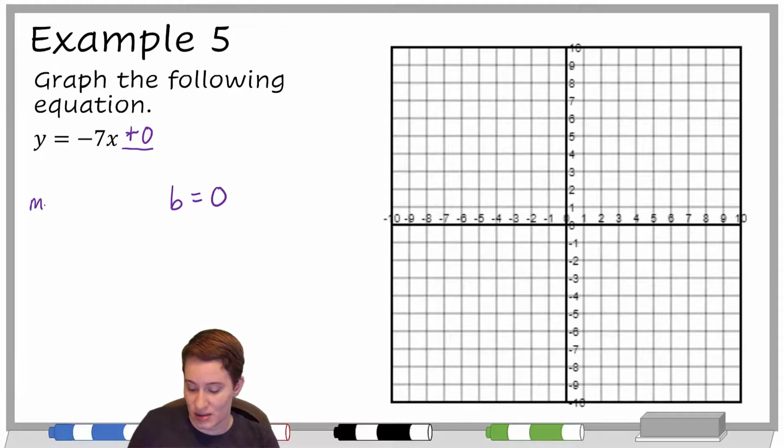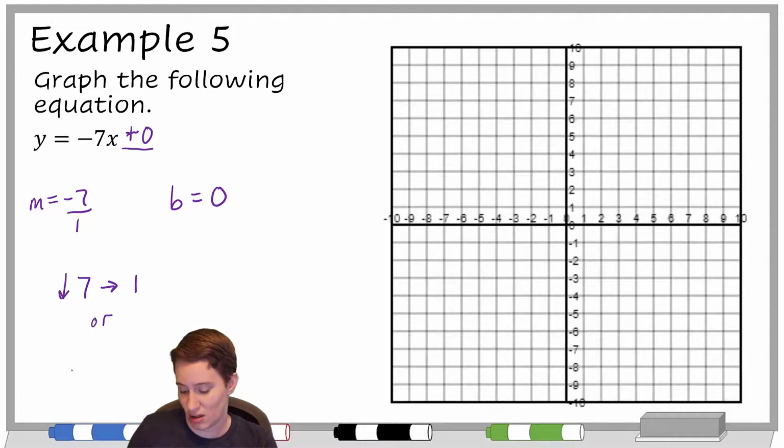And then our slope here is -7, which we're going to turn into a fraction, so -7 over 1. And again, the negative could be with the 7 or the 1, but not both. So either I want to draw down 7 and right 1, or I want to draw up 7 and left 1. So I'm going to start at 0, 0, and then I'm going to go down 7 and right 1. This one's going to be really, really frustrating to draw for me. Maybe not for you, but I don't like the really up and down steep ones. Okay, that wasn't too bad.